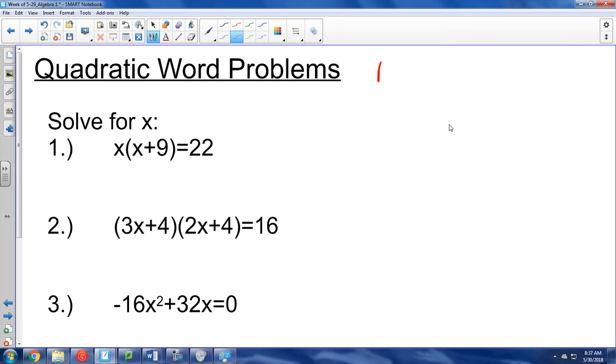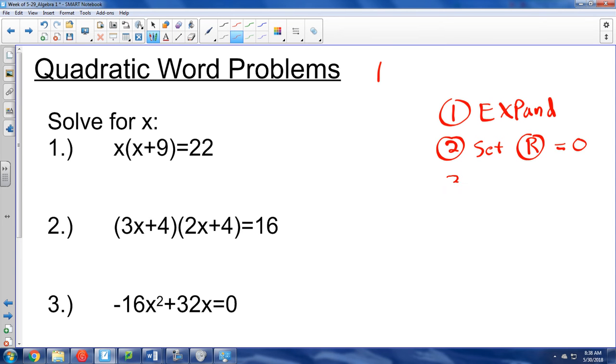The problem is that this is not set equal to 0, and it already has some parentheses in it. So what we need to do is expand it. In other words, the first thing we want to do is expand. Then we want to set the right side equal to 0. And then we want to factor and solve. Now your skill set should really be at all of these things. You know how to do all of these things, but you've never really done them all together. So here's what we're going to do.